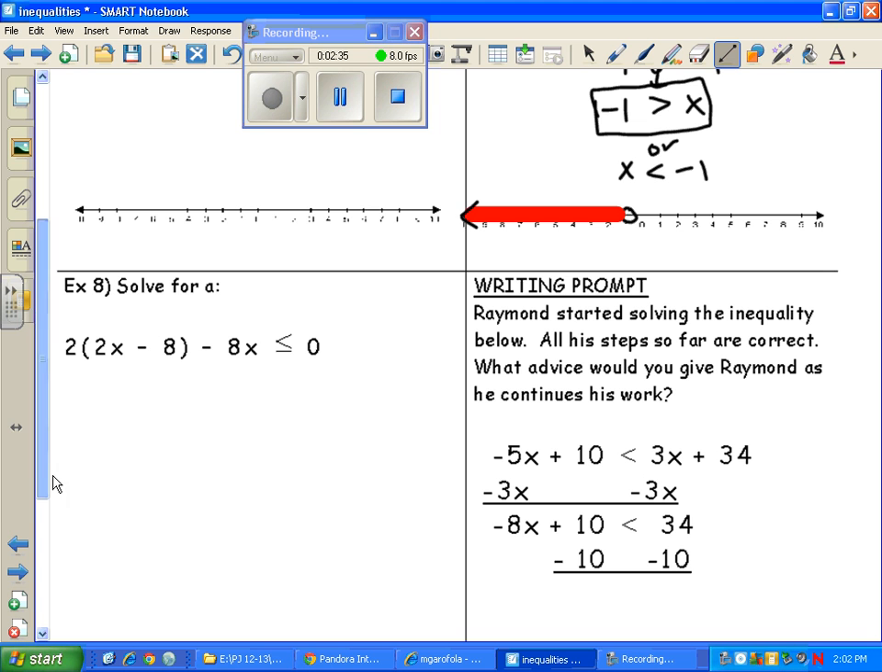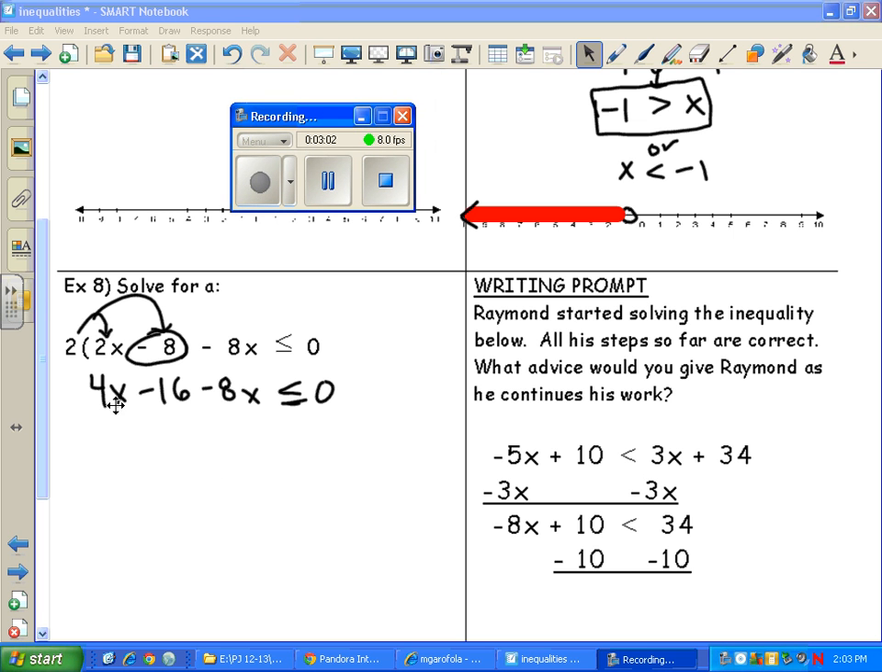Let's look at example 8. In this problem, we also need to distribute to clear parentheses. I'll multiply 2 times 2x to get 4x, and 2 times a negative 8 to get negative 16. Bring down minus 8x, and then this whole thing is less than or equal to 0.